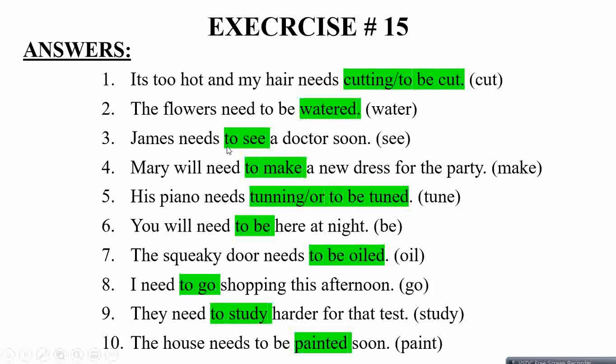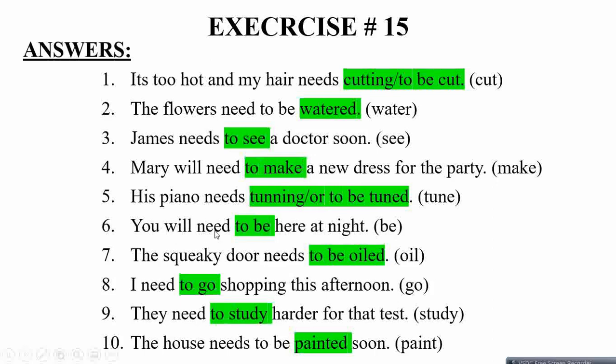James needs to see a doctor soon. James is an animate object, which is a living being, so it will be the infinitive form of the verb. The fourth question is: Mary will need to make a new dress for the party. Why need to make? Because Mary is an animate object, as a result it has to be the infinitive form of the verb. His piano, remember, is an inanimate object. That's why it can be tuning, a gerund form, or it can be to be tuned, which is the verb in the past participle form.